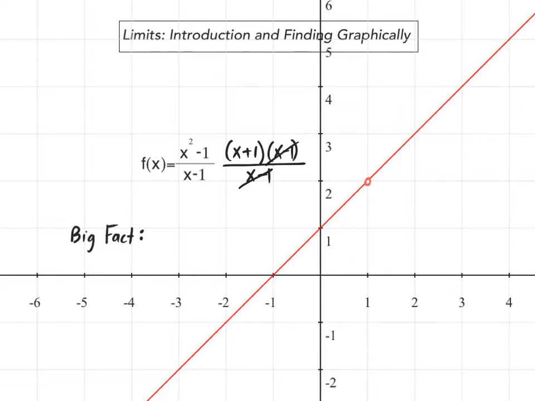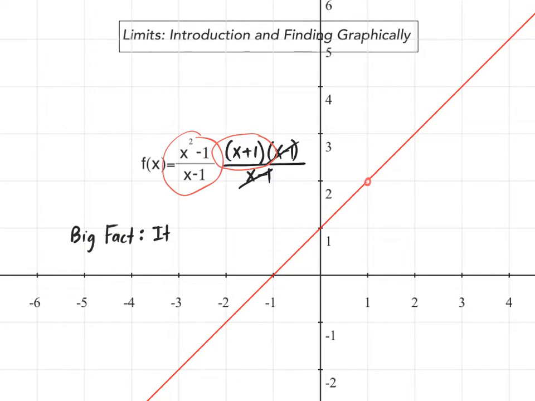This red graph is the same as the graph of f of x equals x plus 1. It just has a hole in it. The only difference between the graph of this function and this function is the original one, f of x, has a hole in it. So our big fact is this.